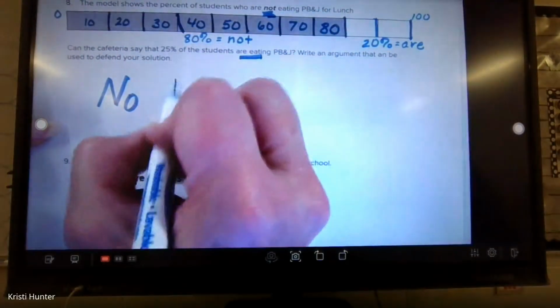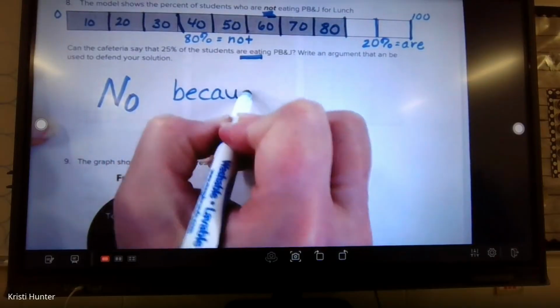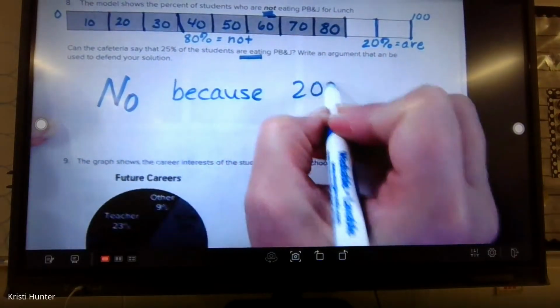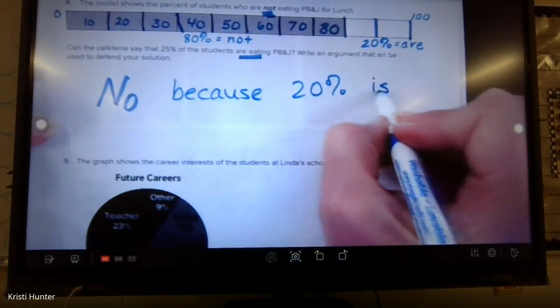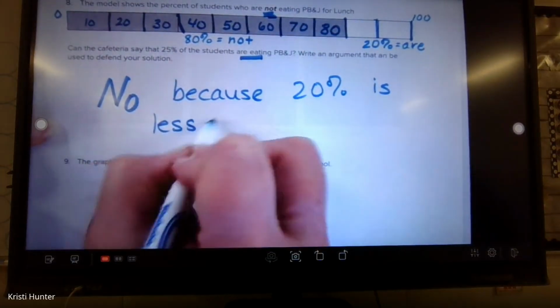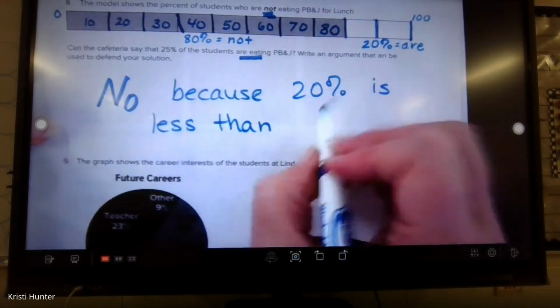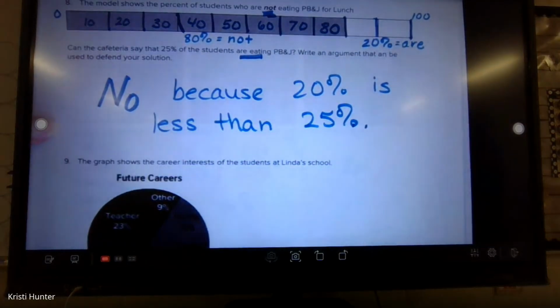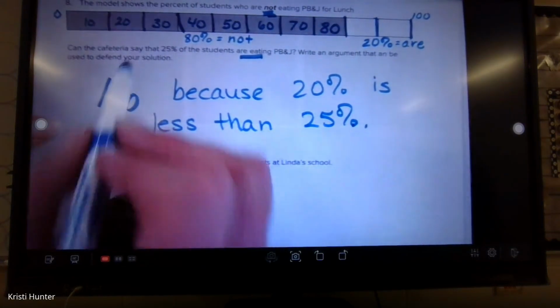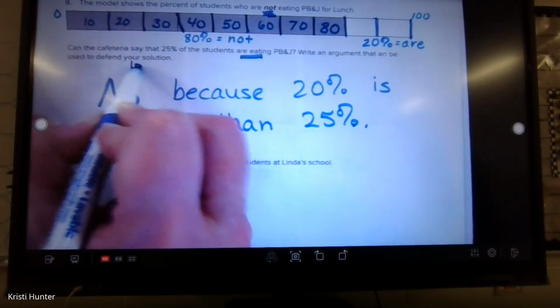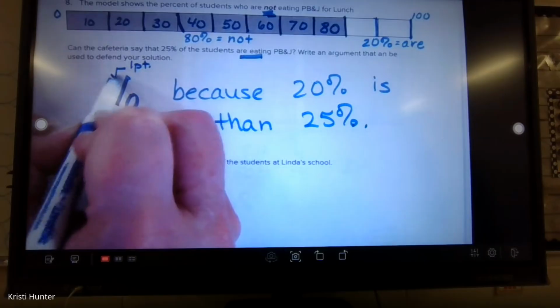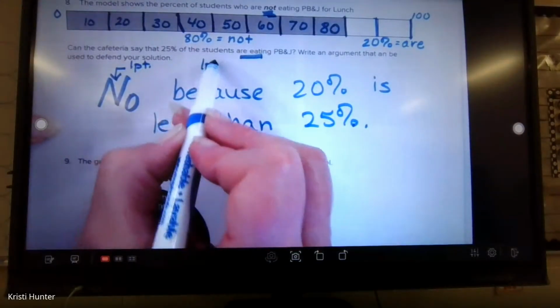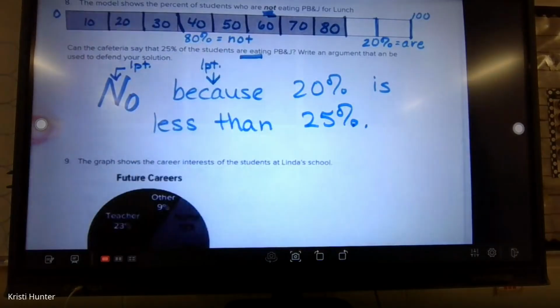So I'm going to say because 20% is less than 25%. So this is going to be a 2-point problem. 1 point that you answer yes or no. 1 point that you then go back and explain.